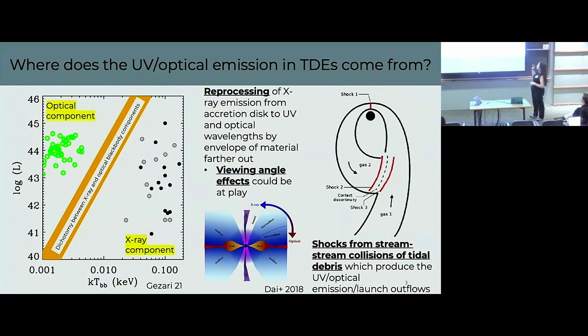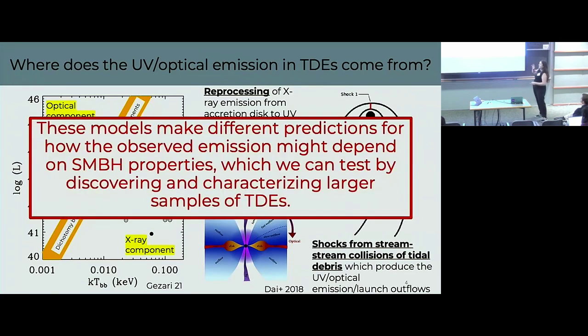Of course, like we just learned, there are several different models to explain where this emission could be coming from. And I won't go into detail since we just heard, but the cool thing about these models is that they make different predictions for how the observed emission might depend on the properties of the black hole, which means that we can test these models by discovering and characterizing larger samples of TDEs and the black holes at the centers of them.